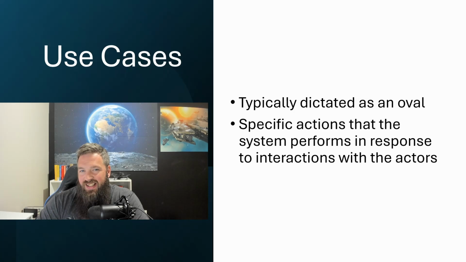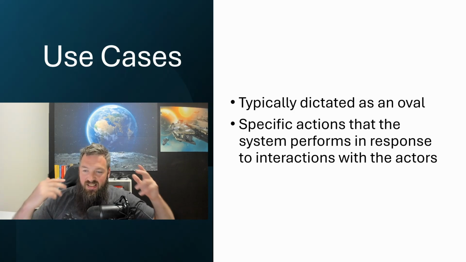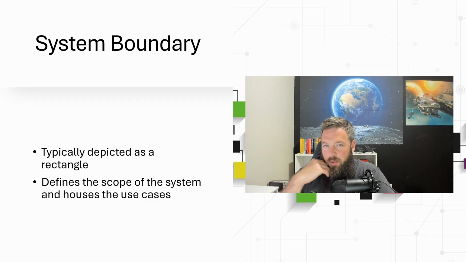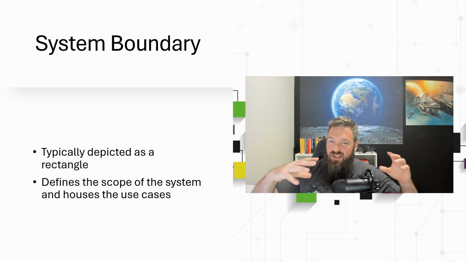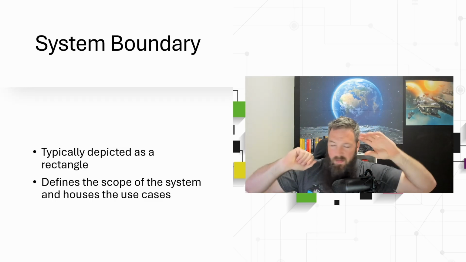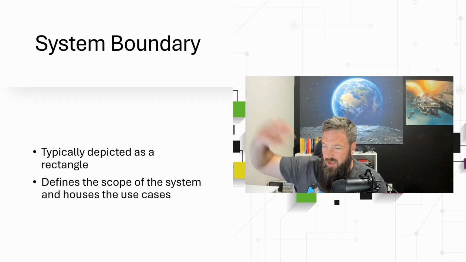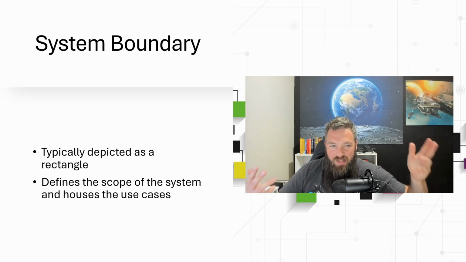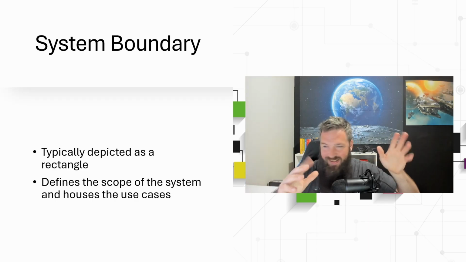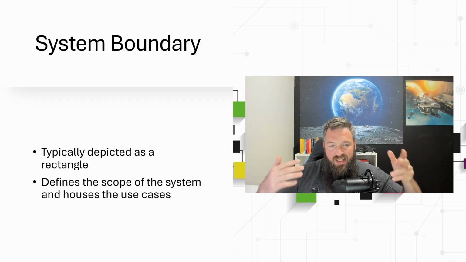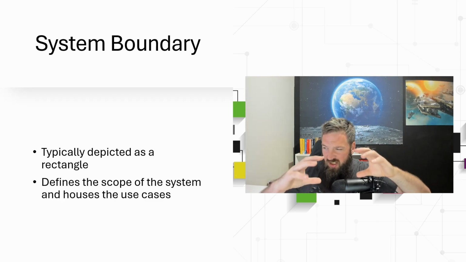Now we have use cases. These are typically depicted as an oval. So this specifies an action that the system performs in response to an interaction with the actor. Now we have the system boundary. So we want to keep what we're talking about constrained inside of specific limitations, because once you go outside those limitations, if you don't constrain it, you can go everywhere. In our example later, I'm going to show you exactly what I'm talking about with a system boundary, because it'll be clear once we put this example together. And then everything within the system boundary is your use case. So use cases are held within there.